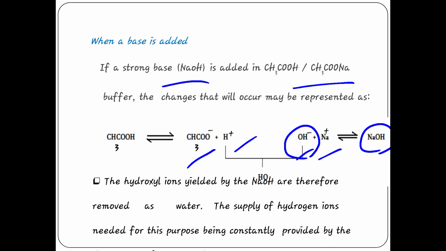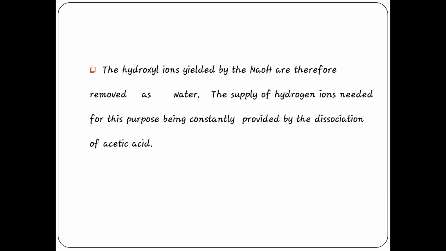The supply of hydrogen ions needed for this purpose is constantly provided by the dissociation of acetic acid.